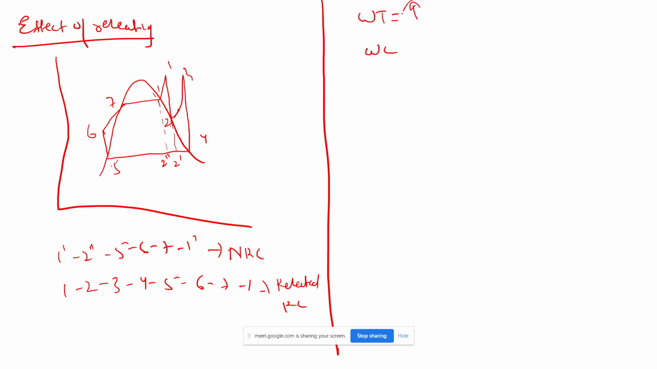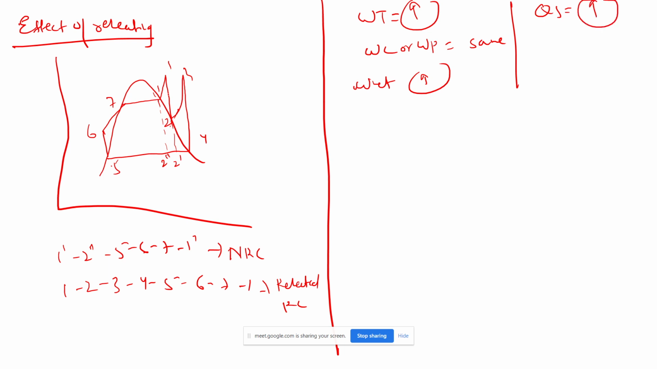Increases. Yeah. Compressor work, or pump work, remains the same. Net work output increases, yeah, it will increase. Heat addition, Q supply, will increase. Why will it increase? Because we are increasing this part, and this is also increasing, so because of that Q supply will also increase. Heat rejected also increases, yeah.